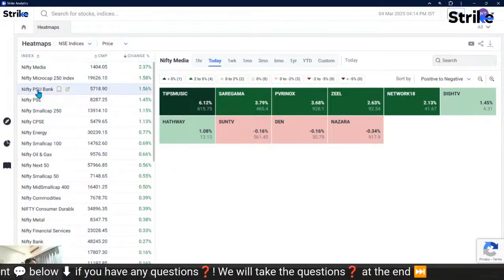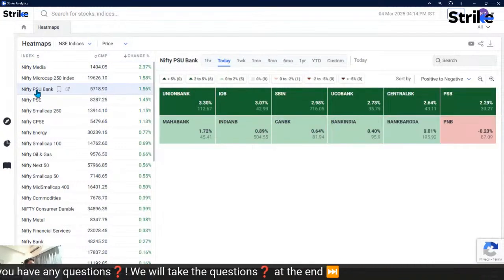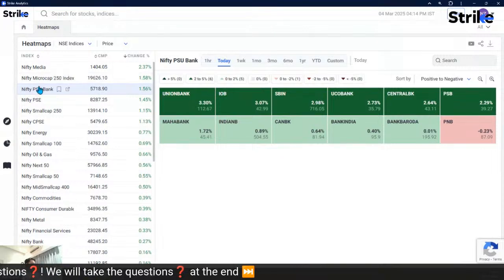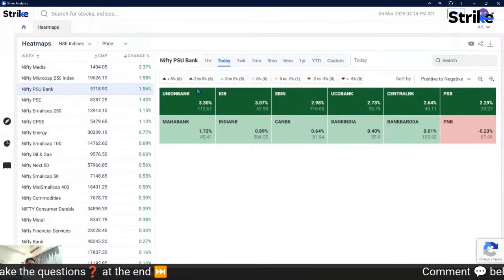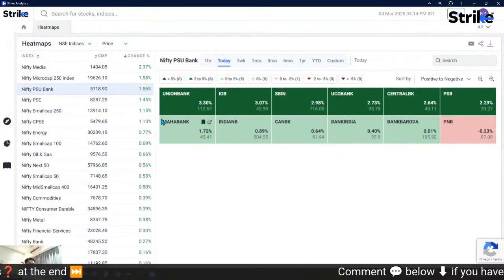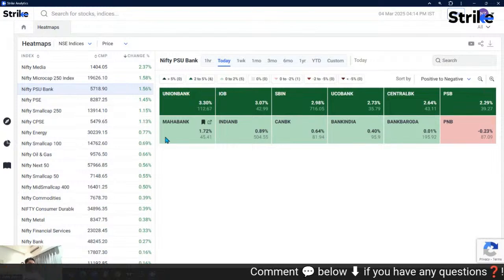If you would like to have a look at PSU banking stocks, which were also performing well, just click on PSU banking stocks over here, and the list of all the PSU banking stocks will open up over here like this.